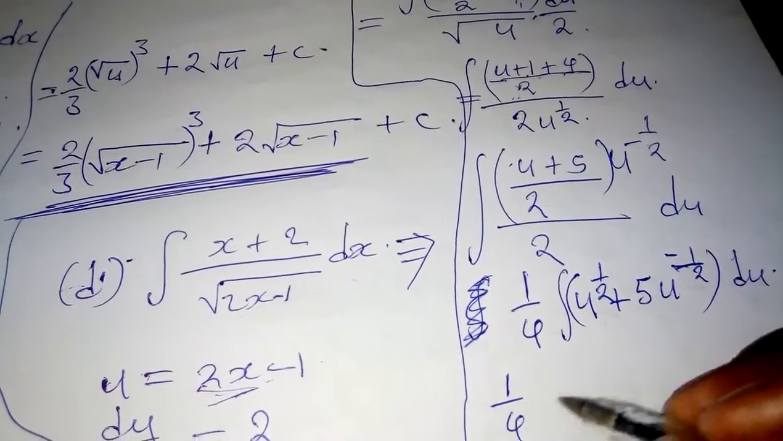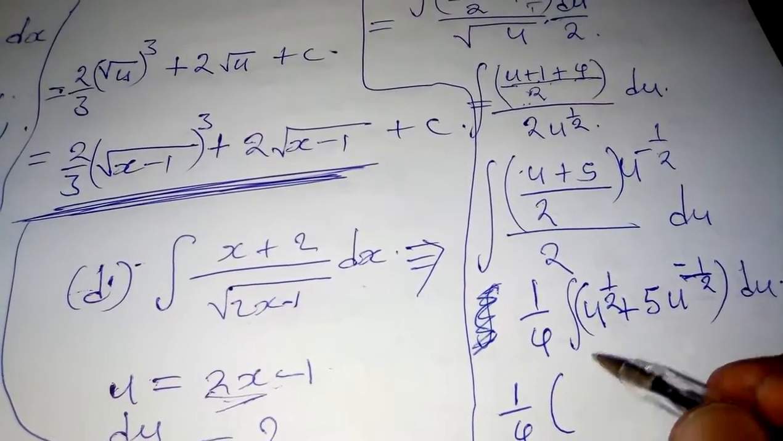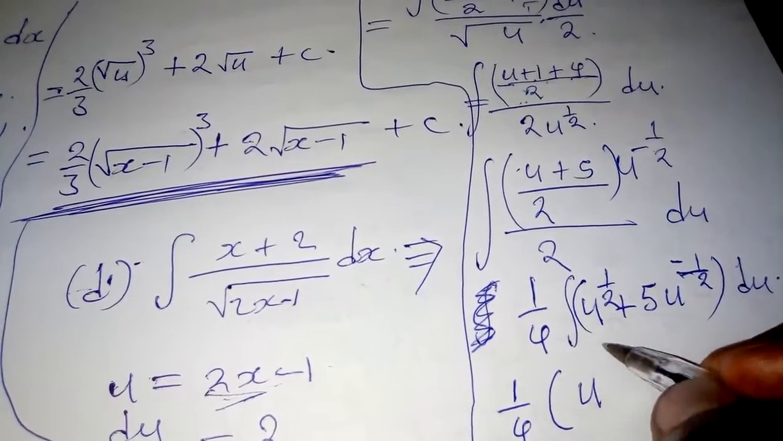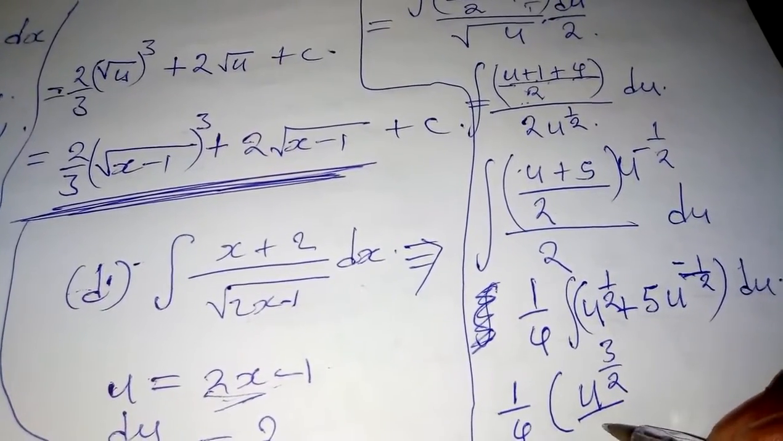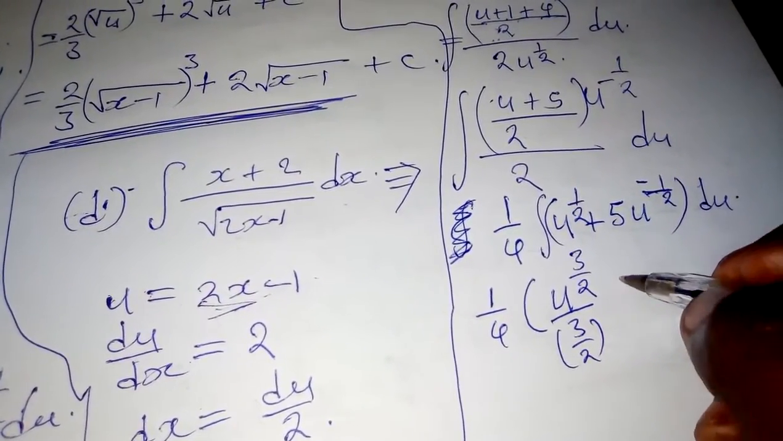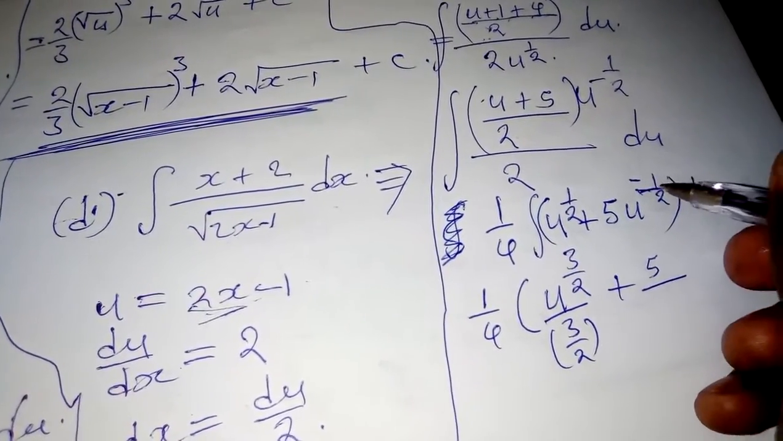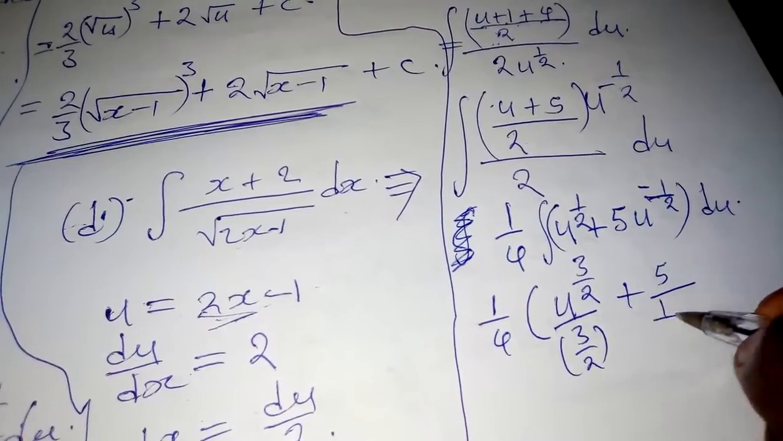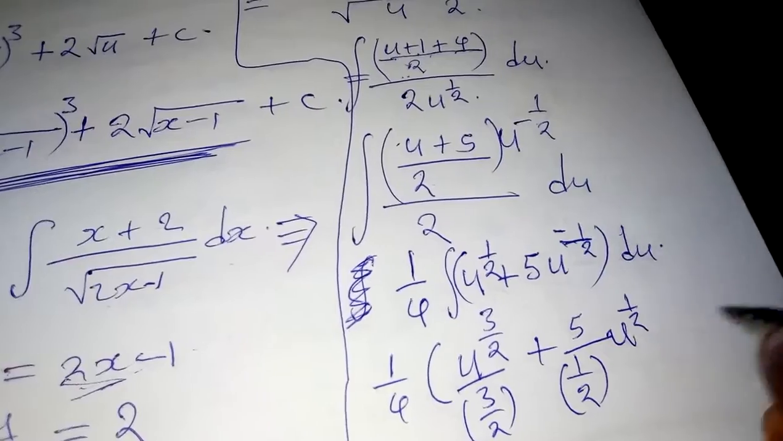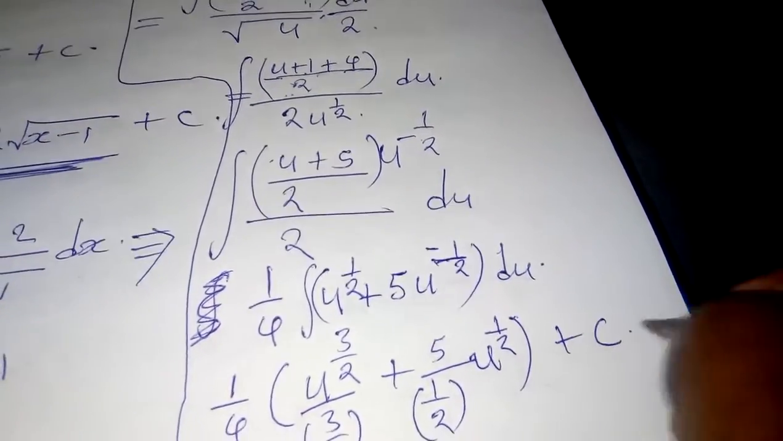So when we integrate, we're going to have 1 over 4 open brackets. So you integrate that, when you add 1 to half, you're going to get u to the power 3 over 2, and then over 3 over 2 like that, and then plus 5 over, when you add negative half plus 1, you get positive half as your new power. So we're going to have positive half there as our new power. Then you close the brackets, and of course don't forget to add c.